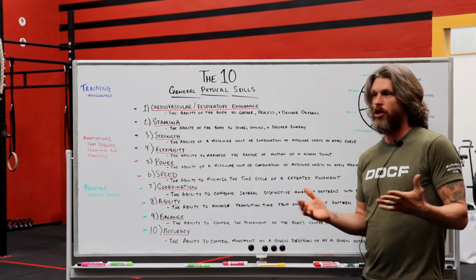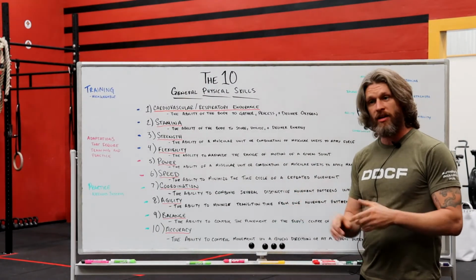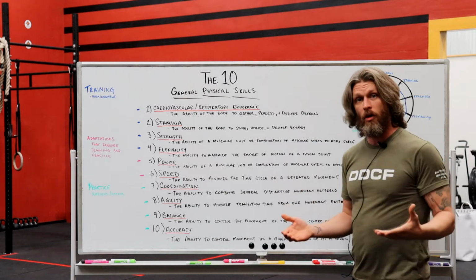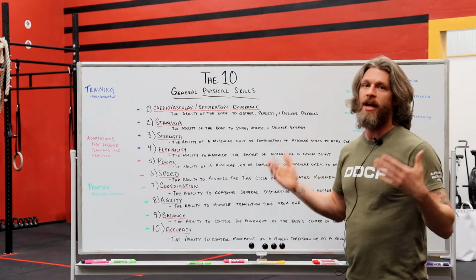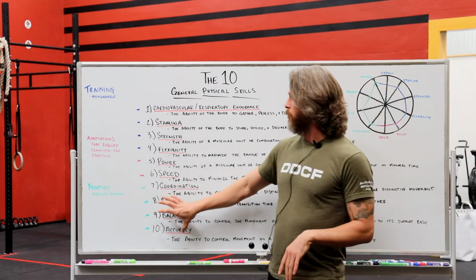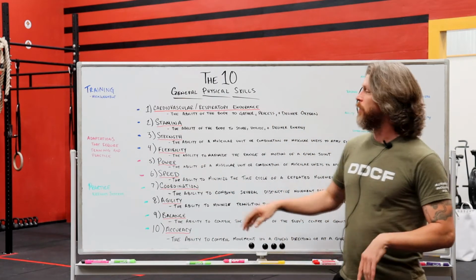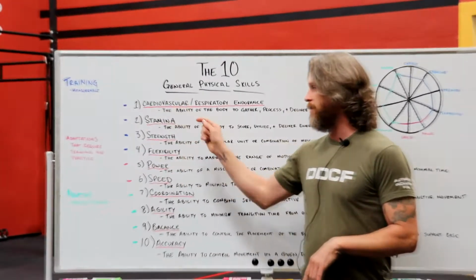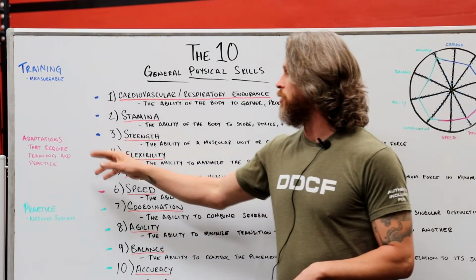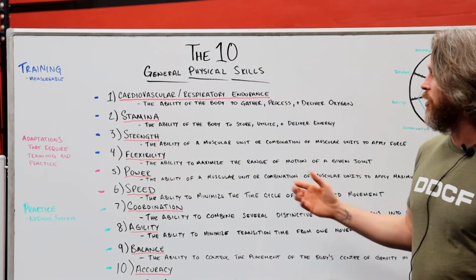If you're trying to get good at doing double unders, you need to break it into the distinctive movement patterns, work on those first, and the neurological adaptations take over, and that's how you improve those. These two here, the pink, the power and the speed, require both of those types of adaptations. It requires the training and the practice in order to do that.